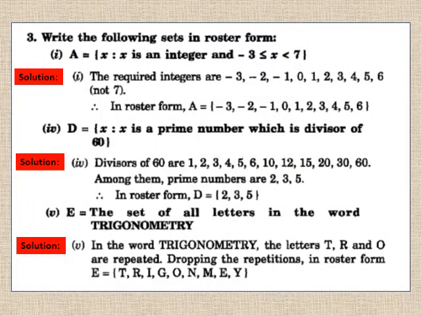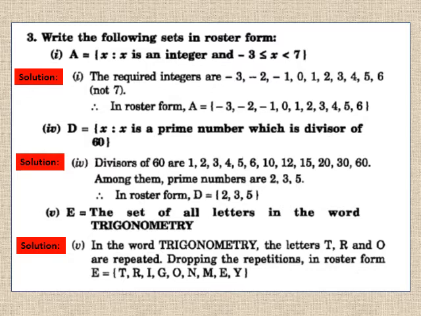Moving to question 3. Write the following sets in the roster form. Roster form, what? We write the elements in braces separated by commas. Now first we have A equals the set of X such that X is an integer and minus 3 is less than or equal to X less than 7. Now X is an integer greater than or equal to minus 3 but less than 7.